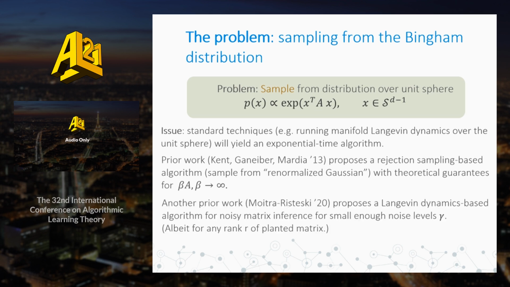There's another very related work by Moitra and Risteski, which proposes a Langevin dynamics-based algorithm for the noisy matrix inference problem that I mentioned, which, however, only works for small enough noise levels gamma. On the flip side, it works for an arbitrary rank R rather than just the rank 1 case that we consider here.